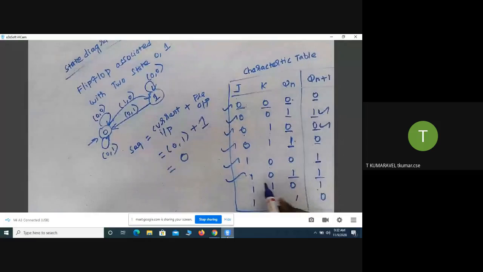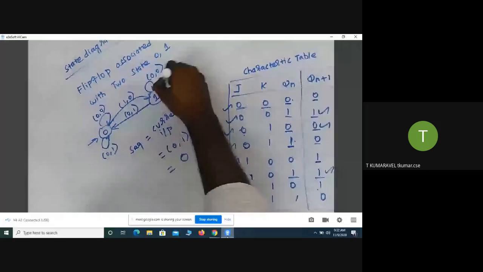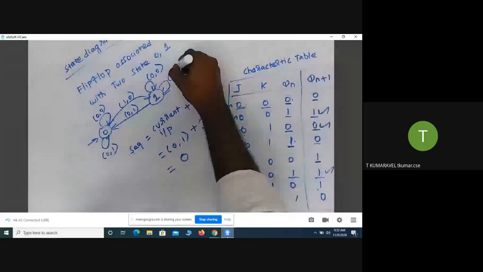I'm there in the first state. I'm going to take the input as 1, comma 0. What is the current output? The current output is 1. I'm there in the first state, taking input as 1, comma 0. The final output is 1. What it means is that I will retain the same state.